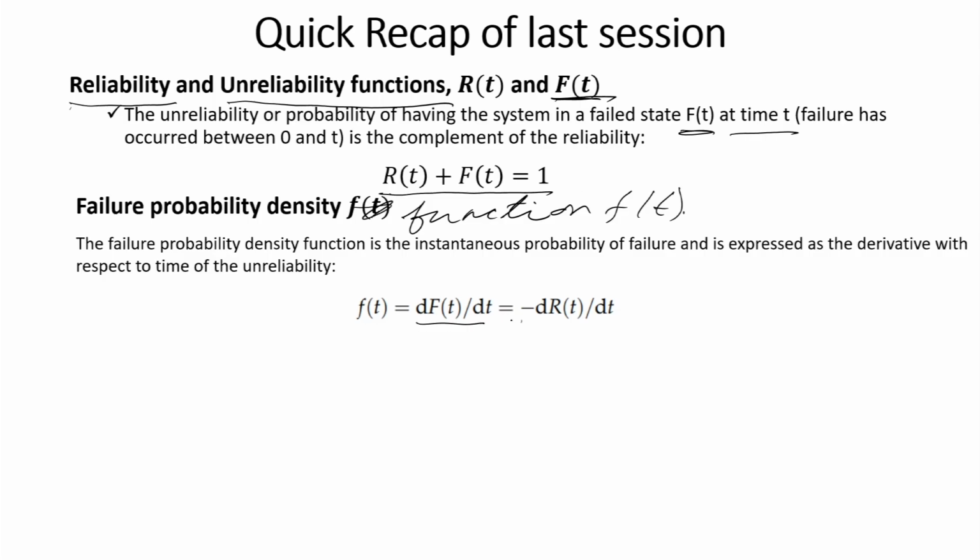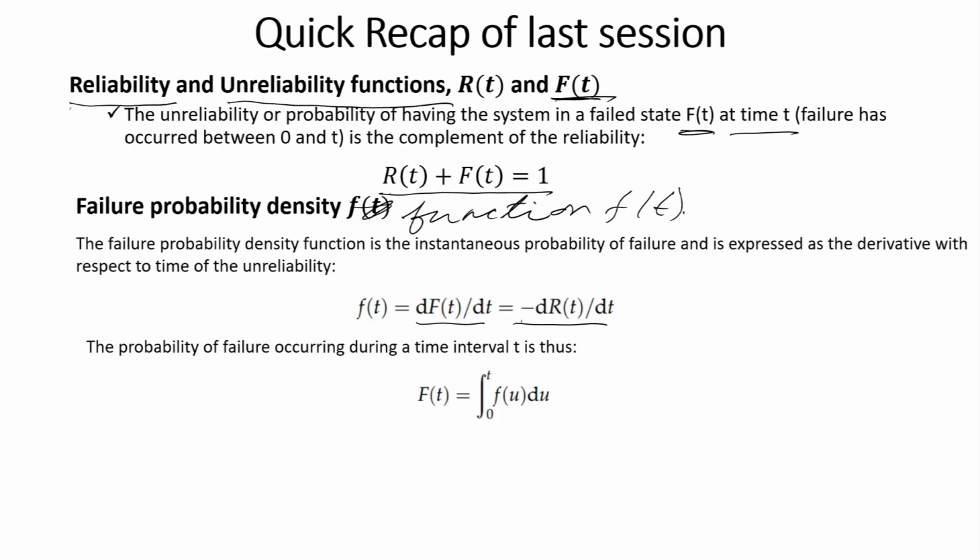Using these equations, this failure density function will be equal to minus the derivative of the reliability function. If you want to know the probability of failure occurring during a time interval, suppose between 0 to t, you have to integrate that probability density function from 0 to t, and this integrated value will give you the probability of failure.